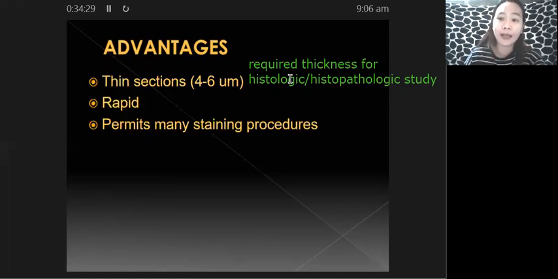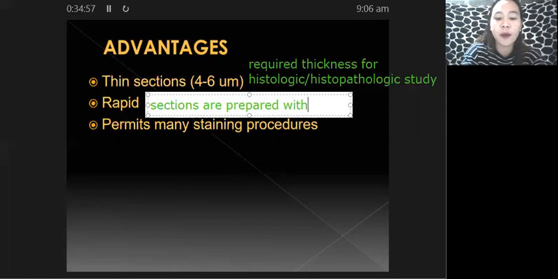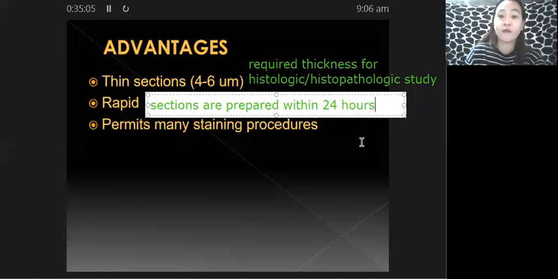Okay, so apart from that, another advantage of your paraffin wax is that it is considered to be rapid. The entire processing, if you are going to make use of your paraffin wax for infiltration and embedding, is already considered to be rapid. So how rapid is rapid in histopath? Rapid in the sense that sections are prepared within 24 hours. I repeat, sections are prepared within 24 hours.